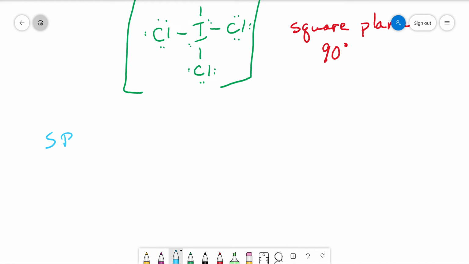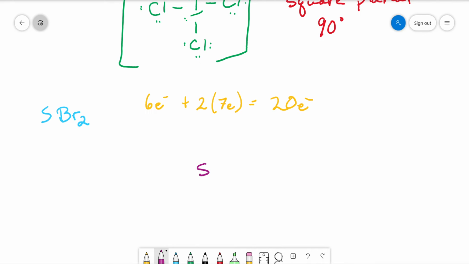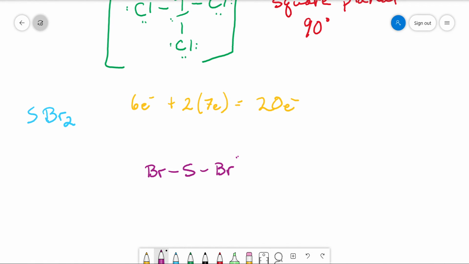Next example, I'll give you an easy one. SBr2. So go ahead and pause it. Same thing as before. Okay, SBr2. 6 electrons for the sulfur, 2 bromines, each with 7. That gives me 20 electrons to work with. Sulfur in the middle, bromine, bromine. There we go, that's 16 electrons, so that leaves me with 4, 2 pairs.